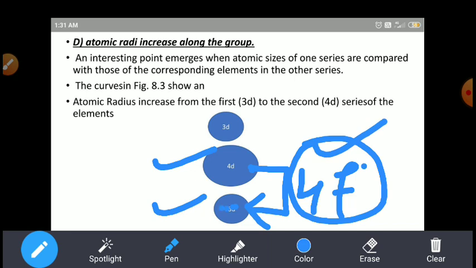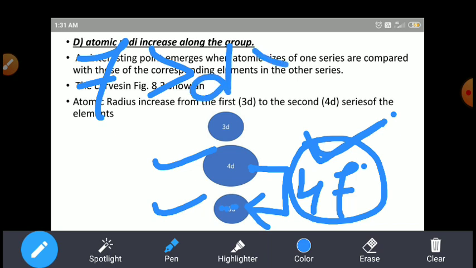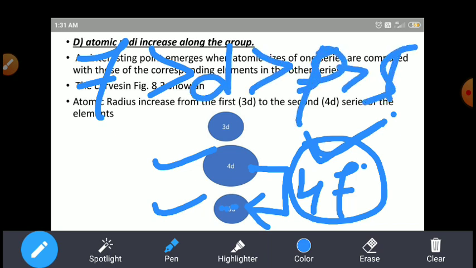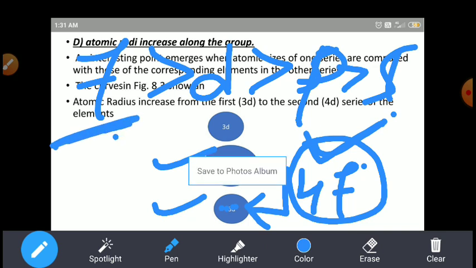Before 5d orbitals. It means these 4f orbitals, having the high nuclear charge, experience the high nuclear charge as compared to d, p and s. The f electrons experience a strong nuclear charge. Why do they experience strong nuclear charge?